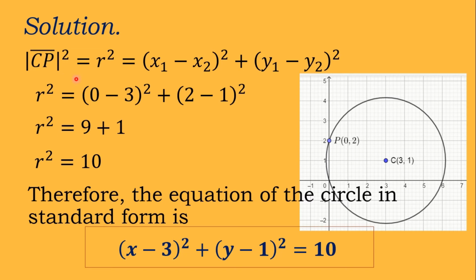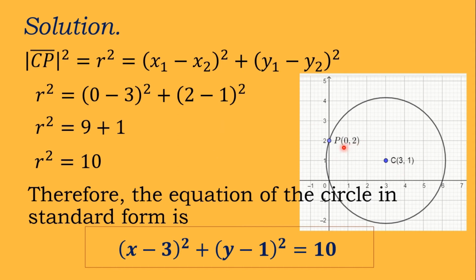The distance of the line segment CP squared, r squared, is equal to the quantity x sub 1 minus x sub 2 squared plus the square of the quantity y sub 1 minus y sub 2. I use here P with the coordinates x sub 1 and y sub 1, and C with the coordinates x sub 2 and y sub 2.